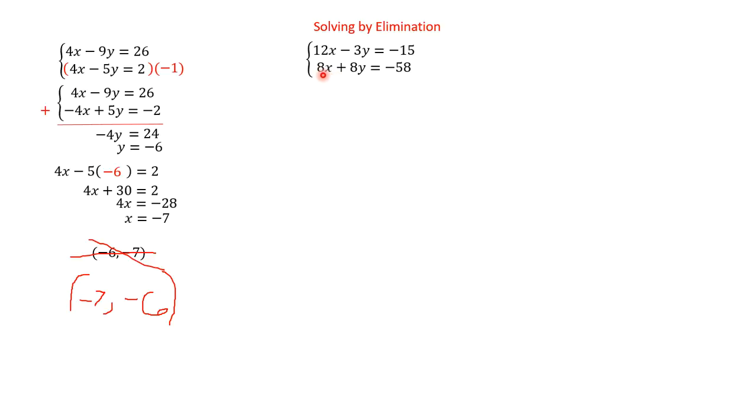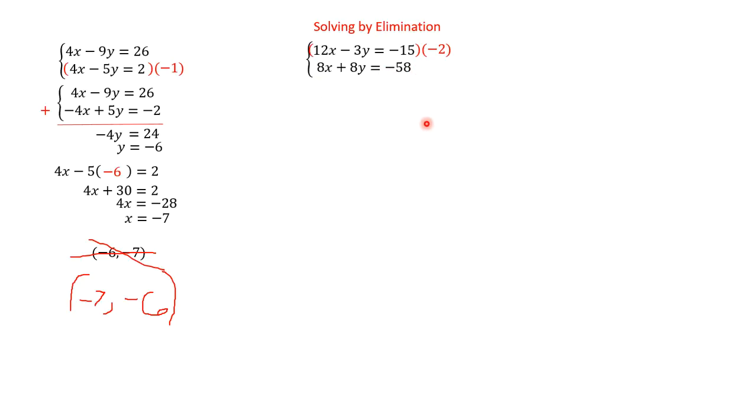We could turn the 8 and the 12 into something. Those could both become 24. We could turn the 8 and the 3 into something. Those could both become 24. Does it matter which one we choose? No. I'm going to choose to get rid of the x's, because I would rather multiply by 2 and 3 than 8 and 3. And so both these are positive, so one of them that I'm going to have to multiply by is going to have to be negative.